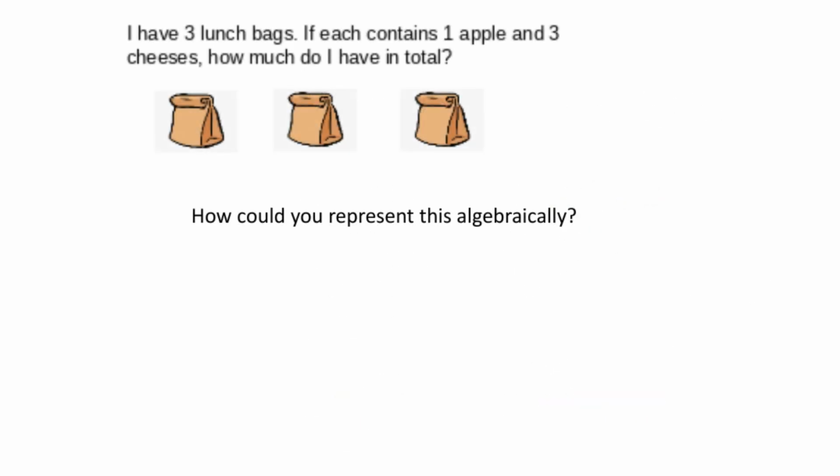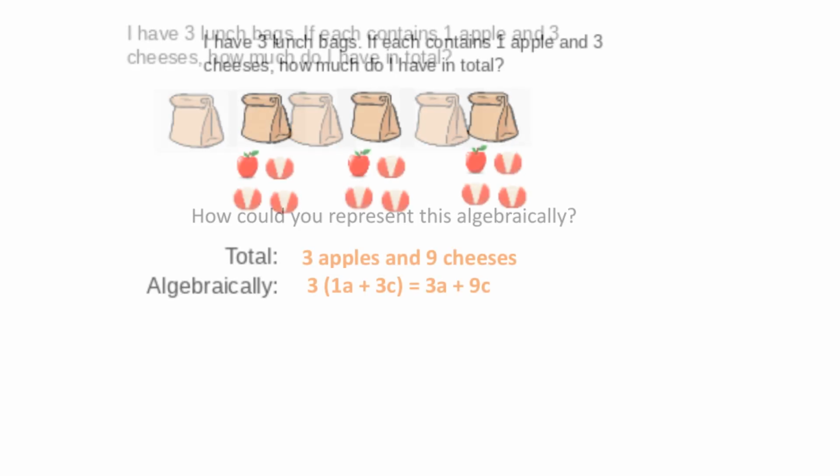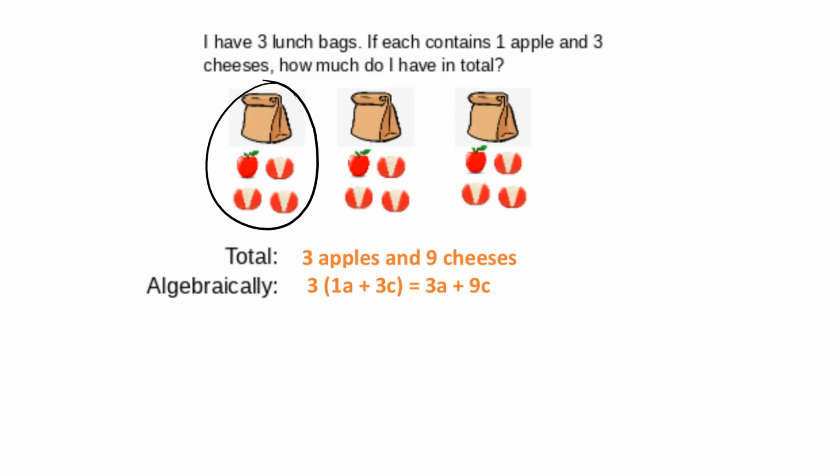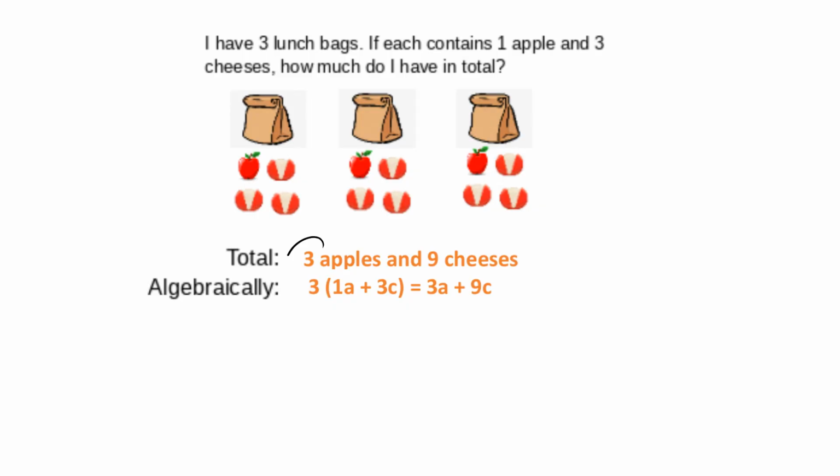Let's look at a very tangible approach here. I've got 3 lunch bags. If each lunch bag contains 1 apple and 3 cheeses, how much do I have in total? And how could we represent this algebraically? So you've got each lunch bag. It's got 1 apple, 3 cheeses, and it's fairly easy to see that we've got a total of 3 apples and 9 cheeses.